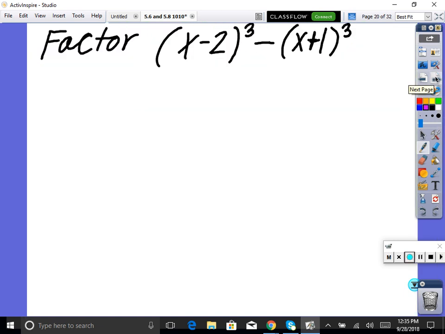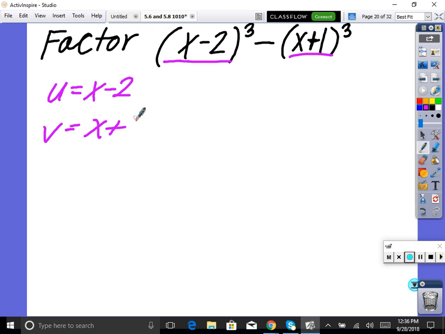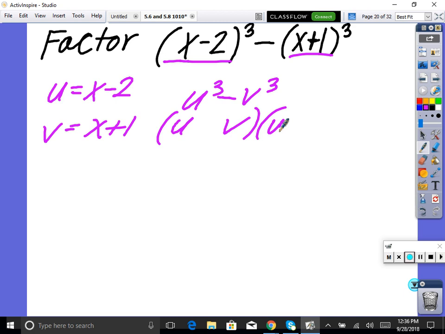Okay, so this is two perfect cubes. We're going to say let u equal x minus 2, let v equal x plus 1. So we have u cubed minus v cubed. When we factor this, we will cube root the front thing, u, cube root the back thing, v. Front times the front, u times u is u squared. Front times the back is uv, back times the back is v squared. This sign and this sign are the same, the next sign is opposite, the last sign is always plus, but now you've got to insert those back in.